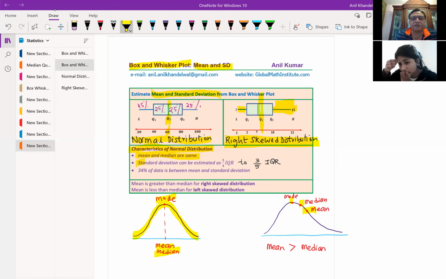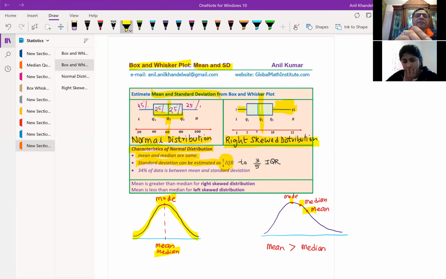Now, another observation is that the standard deviation can be estimated. Standard deviation is deviation from the mean, right? That is what standard deviation is, and it gives you an idea how compact the data is around the mean. So generally we say that it is within three-fourths of an interquartile range. That is the biggest range, within three-fourths of the interquartile range, right?